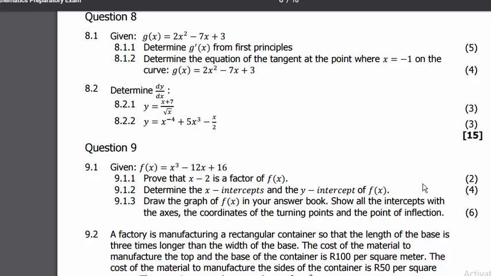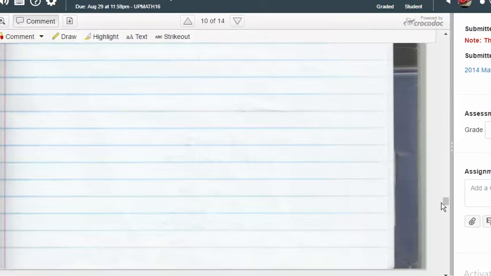Okay, in this question we've got a function, and the first thing they ask us to determine is the derivative of this from first principles. Let's see what the student did.